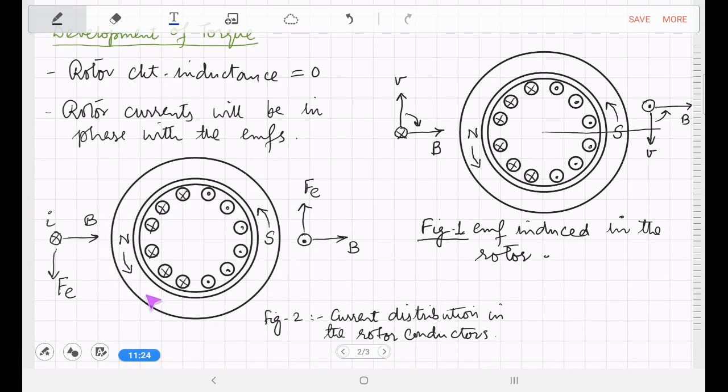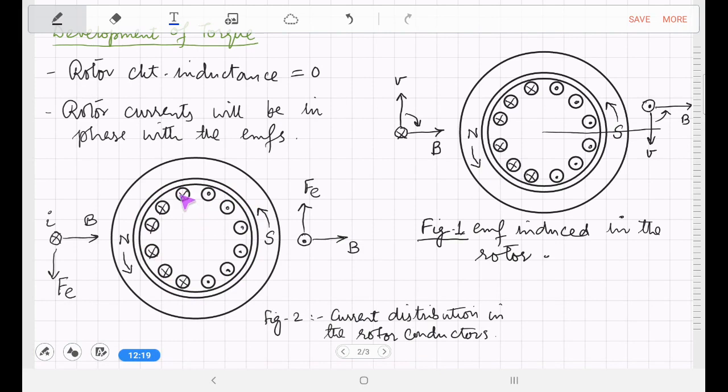And if we apply the same procedure for all other conductors, we'll see that the forces on the conductors are such that the net torque developed is in the counterclockwise direction, which is the direction of the rotating magnetic field. So we see that the torque on the rotor is in the direction of the rotating magnetic field. Now we have assumed the machine to be standstill initially, and now there is a torque developed. If the torque developed is more than the opposing torques, what will happen?